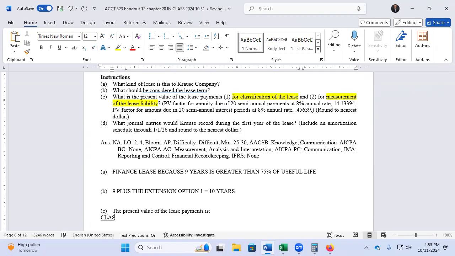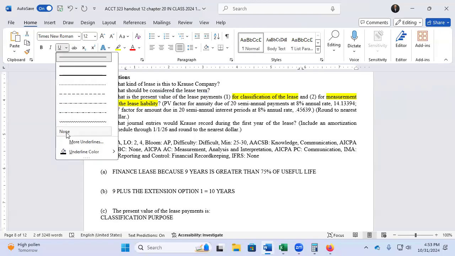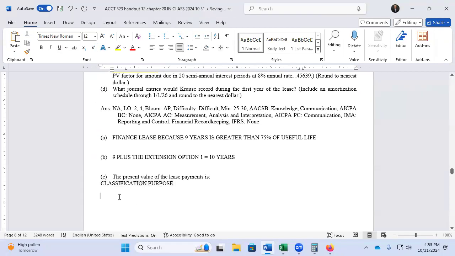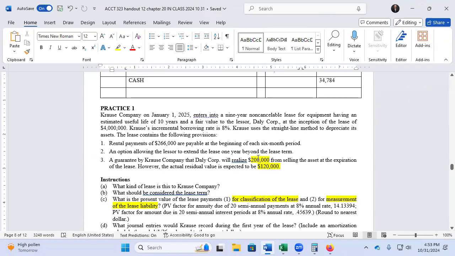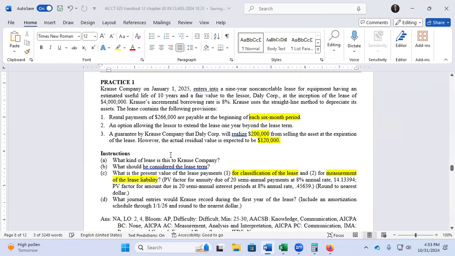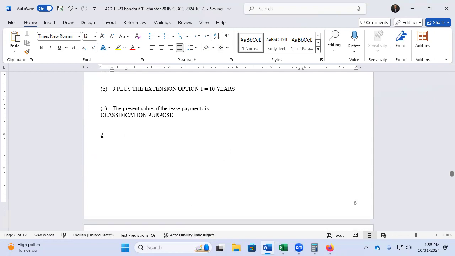Okay, so let's just talk about the classification purposes. For classification purposes, it tells us we have a $266,000 payment every 6 months.